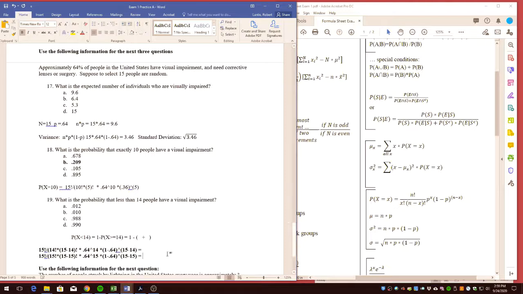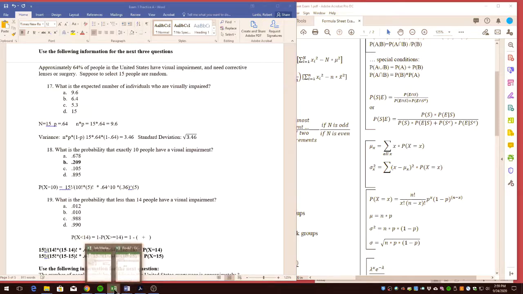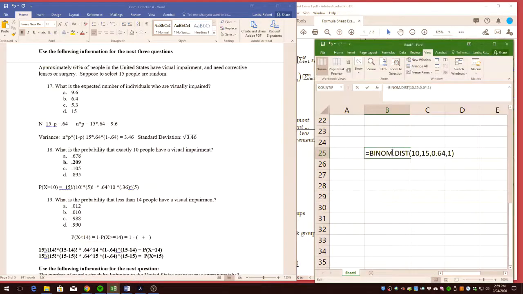Right, and once I find those two probabilities, this is the probability that x is equal to 14. This is the probability that x is equal to 15. I'll add those up and subtract them from 1. So if I go ahead and do this, I'm going to cheat real quick and actually use Excel just so I don't have to type these out and can make this video a little bit shorter.